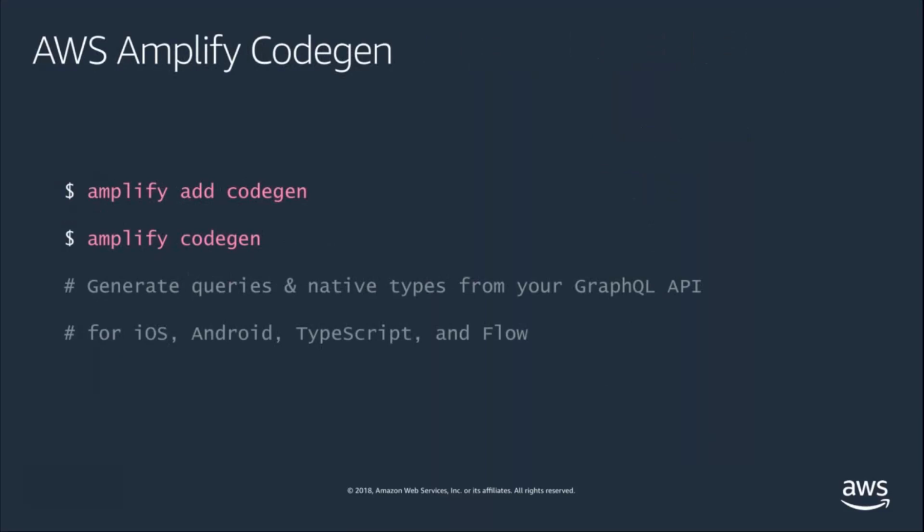Another important category for Amplify is Amplify codegen. This is also used when using AppSync and the Amplify library with GraphQL because it allows you to generate queries as well as native types from your GraphQL API that can be used directly from your iOS, Android, TypeScript, or Flow application. And then you'll have static typing in your native environment.